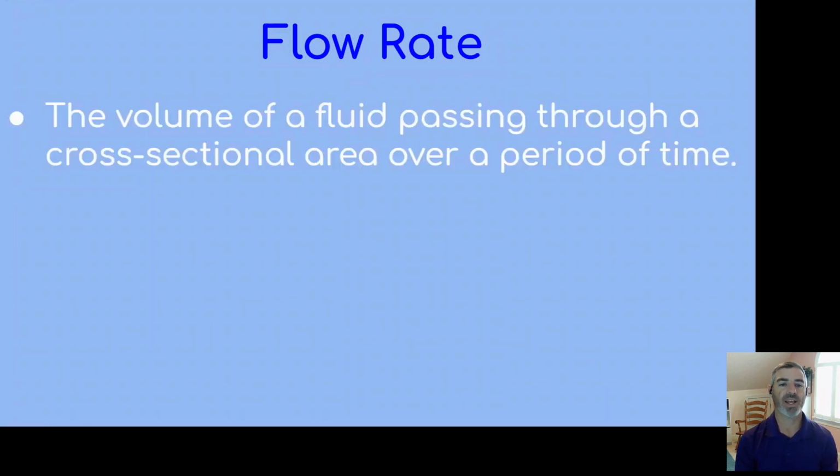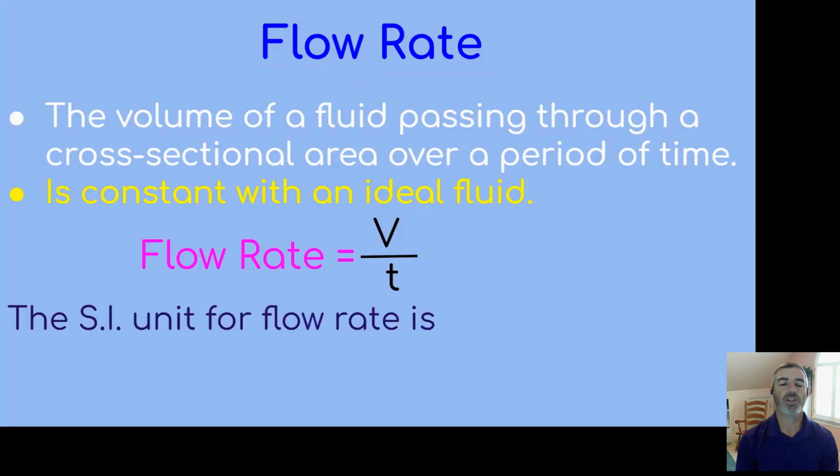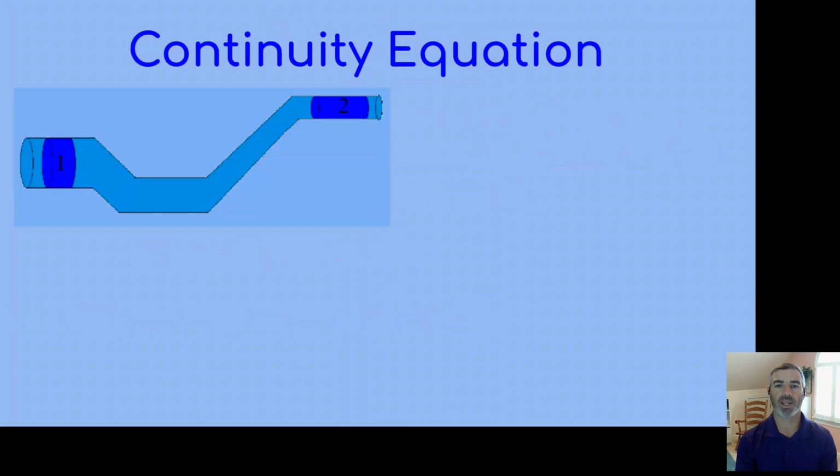So let's go through some vocabulary. Let's define flow rate first. Flow rate is defined as the amount of volume passing through a cross-sectional area over a period of time. With an ideal fluid, the flow rate is going to be constant. The flow rate can be calculated by using the volume divided by the time. The SI unit for flow rate is meters cubed per second, so volume per time. That's the rate at which water or fluid is passing through a given volume.